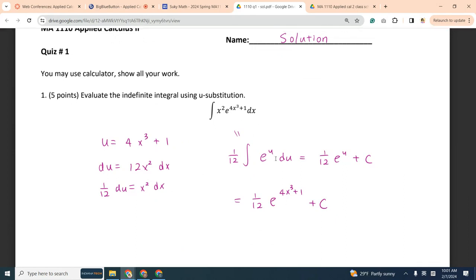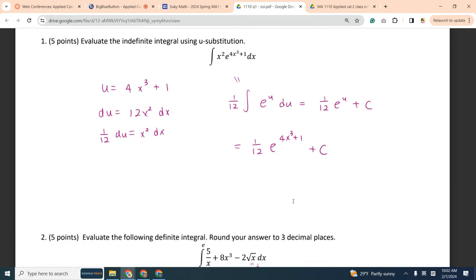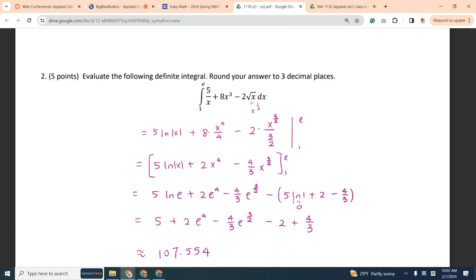And then this becomes e to the u. The integral of e to the u is e to the u. Okay, remember, the integral of e to the ax is 1 over a, e to the ax. But in this case, it's like e to the 1 times u. So a is like 1, okay? And then we just put the x back. That's number 1.